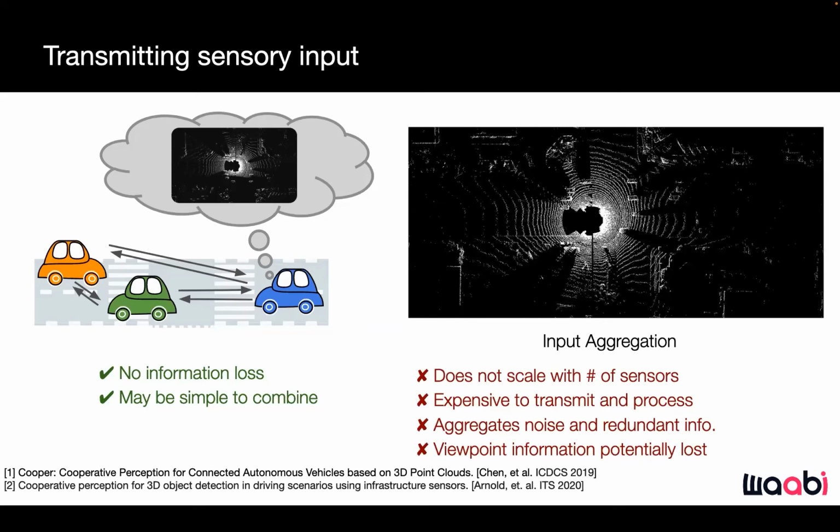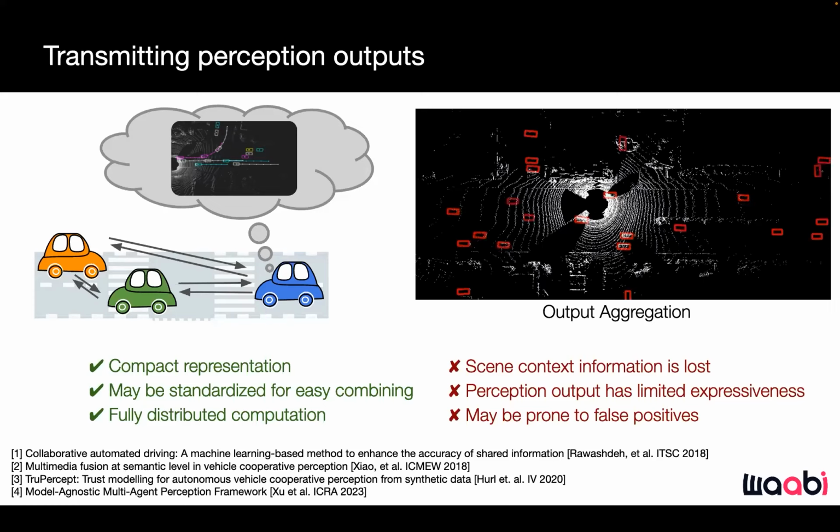Now, on the other side of the spectrum, you can perform communication of the perception and prediction outputs. So here we have each autonomy module of the self-driving vehicles performing perception on the LiDAR point cloud. You get detection bounding boxes, and you simply communicate the bounding boxes, or trajectories if you also do motion forecasting, between the different vehicles, and then you merge them all together in a greedy manner. So this is the naive type of output fusion approach. This is very compact. You're only sending a very sparse representation of the boxes and the trajectories.